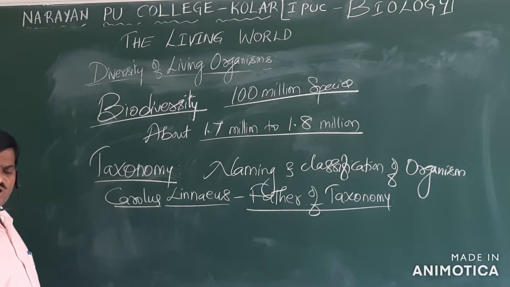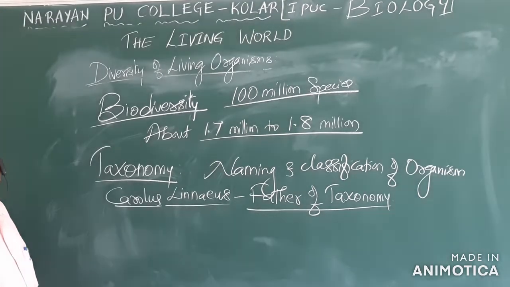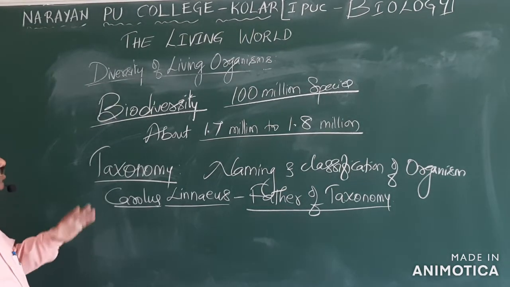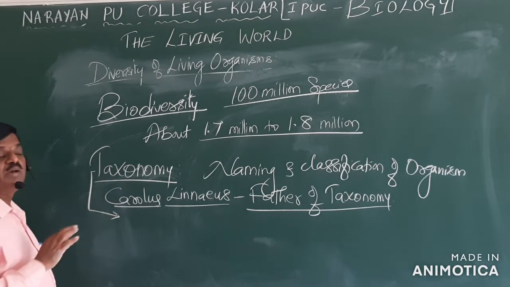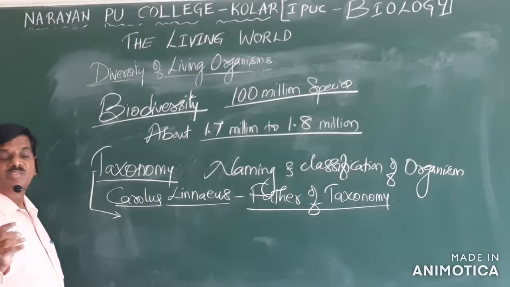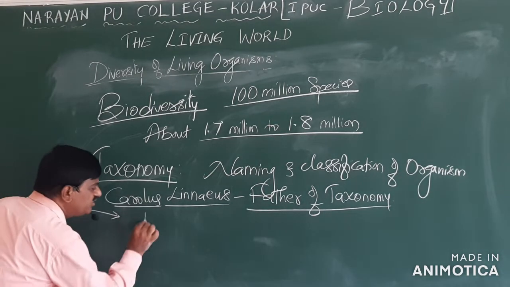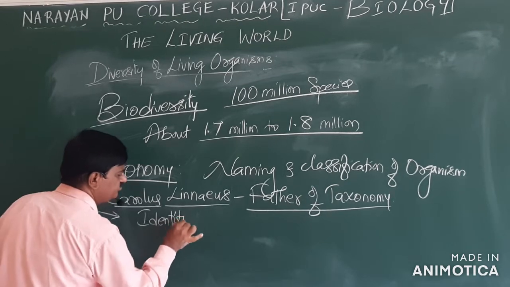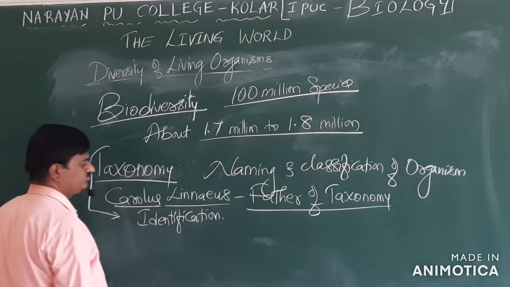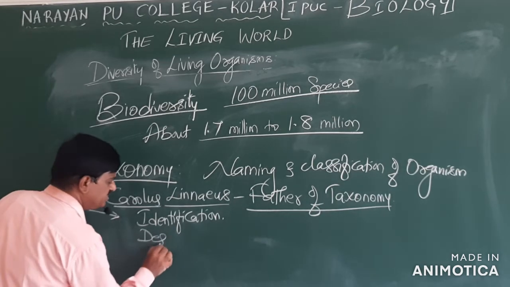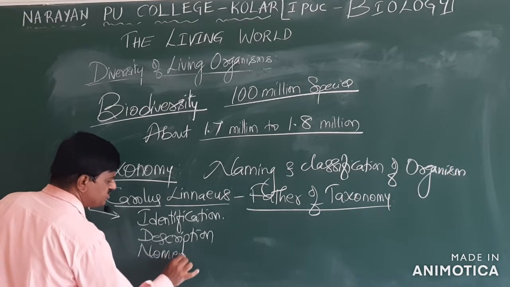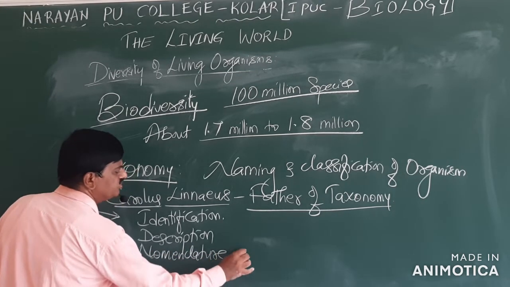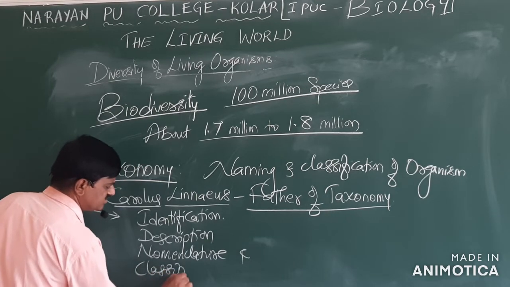Now, taxonomy is nothing but identifying new varieties of plants or animals. How to identify, how to name? I will give you an elaborated definition. Taxonomy is a branch of science that deals with identification, description, nomenclature, and classification of an organism.